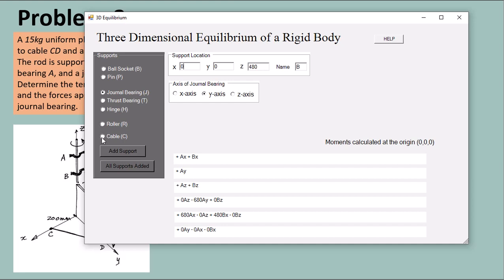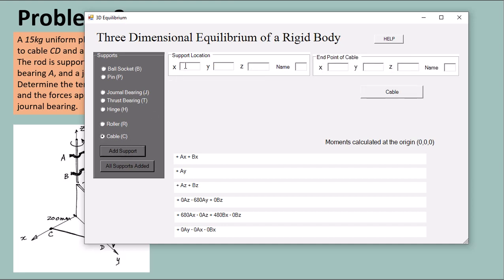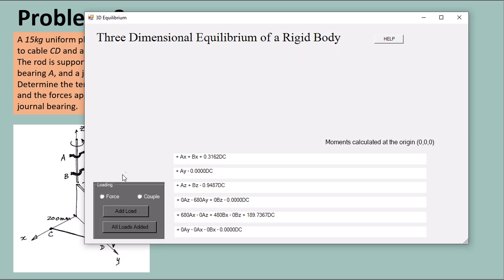Now we have to add a cable. The cable is attached to the plate and the name of the point where it's attached to the plate is D. The other end and name of that end is C. We add the cable and the cable enters the equilibrium equations. All these supports are added.